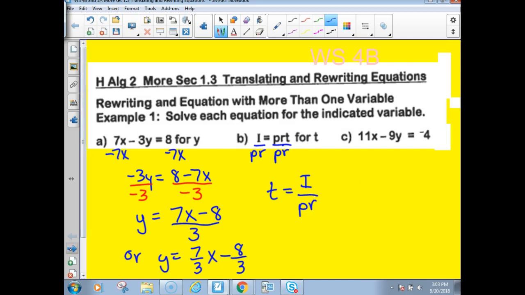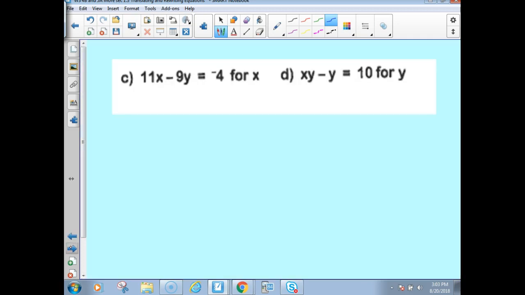Okay, I think this one is on here. Great. Yes. All right, C. We're solving for x, so we're going to get rid of the minus 9y somehow by adding 9y to both sides.